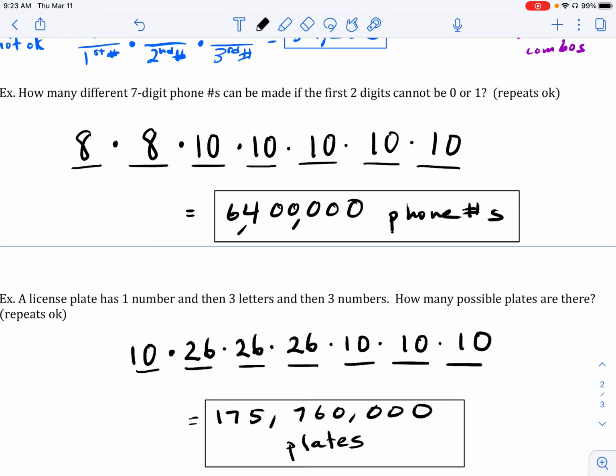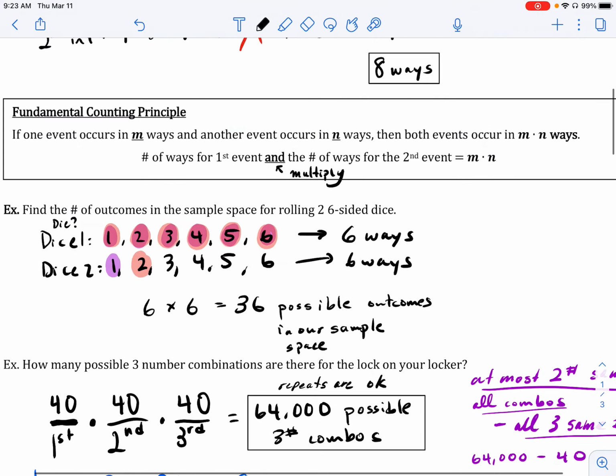Okay? So that's the fundamental counting principle. Again, when we want to quickly and efficiently find all the different ways that one event and another event can occur, we would simply calculate those number of ways, m and n, and then multiply them together.